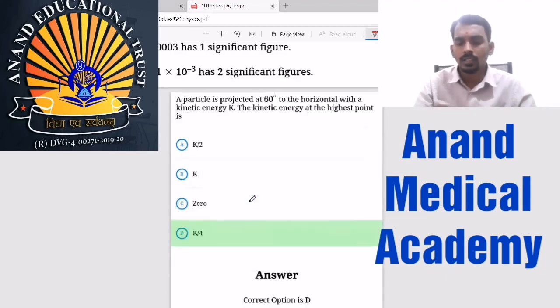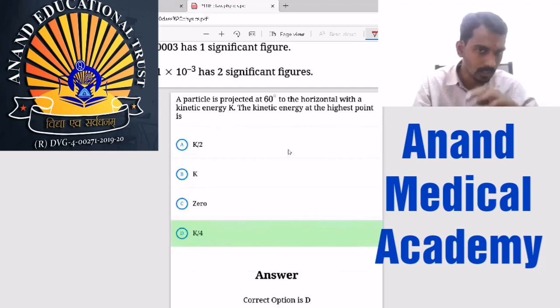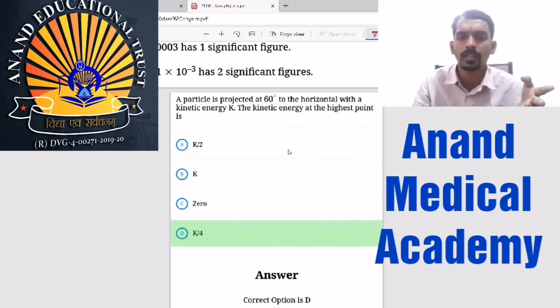Now, the next one, one of the important topics, is projectile motion. So they can ask anything based on projectile, not like this question only. They can ask what is the range, they can ask what is the maximum height, they can ask the time of flight. Here they are asking kinetic energy. Kinetic energy at the highest point.